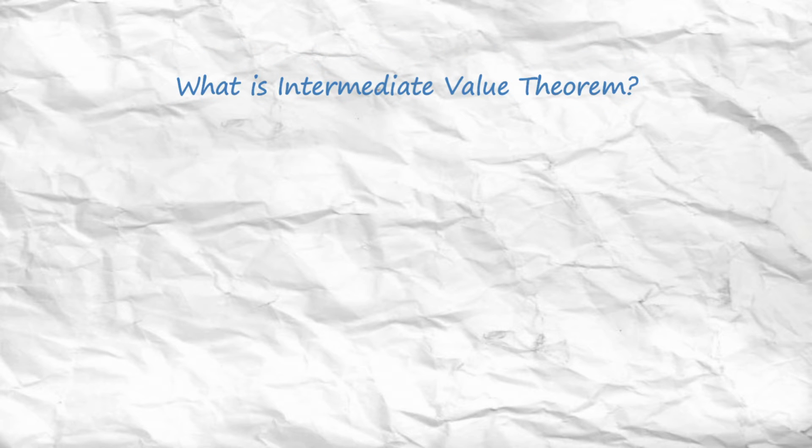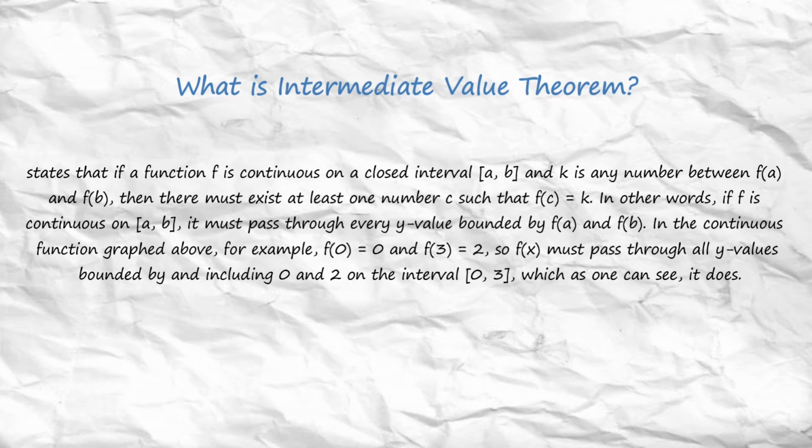One of the more important theorems relating to continuous functions is the Intermediate Value Theorem, which states that if a function f is continuous on a closed interval [a, b], and k is any number between f(a) and f(b), then there must exist at least one number c such that f(c) = k. In other words, if f is continuous on [a, b], it must pass through every y value bounded by f(a) and f(b).